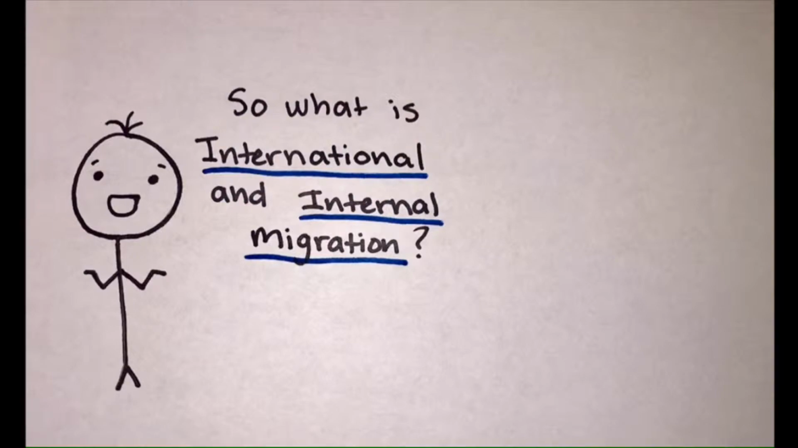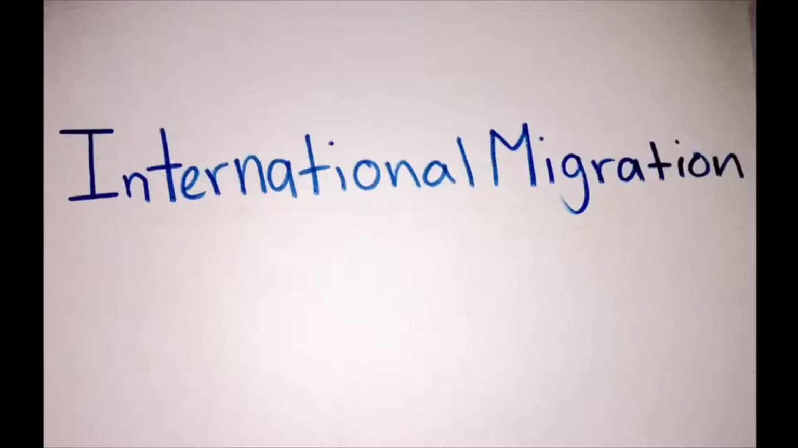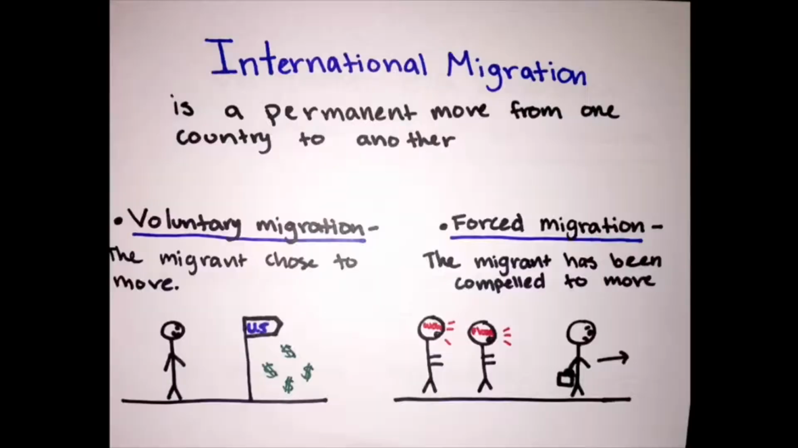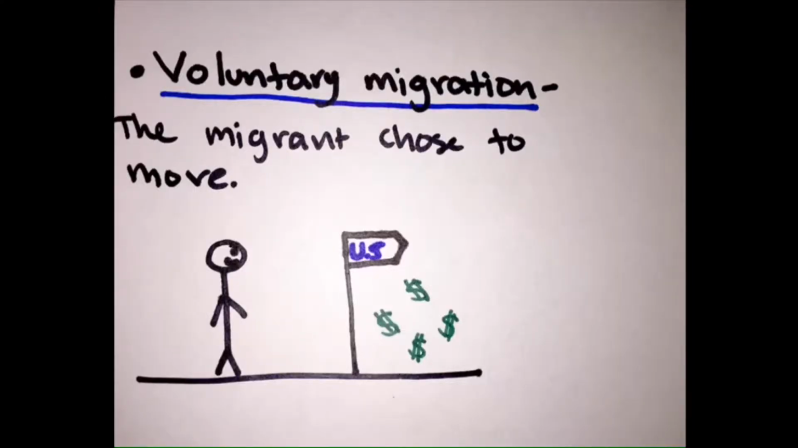So what is international and internal migration? Well, let's begin with international migration. International migration is a permanent move from one country to another. It can be further divided into two types. The first type is voluntary migration, which is when the migrant chose to move. For example, here in the picture, this migrant is choosing to move to the US for economic opportunities.